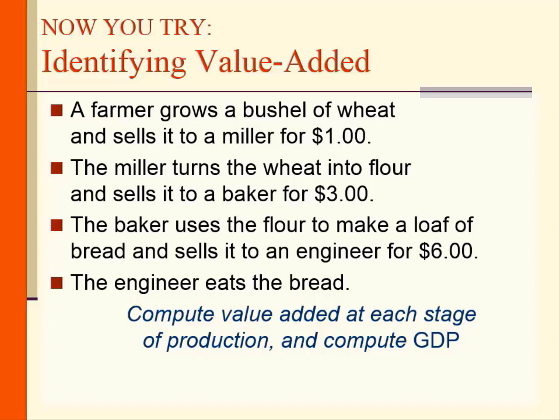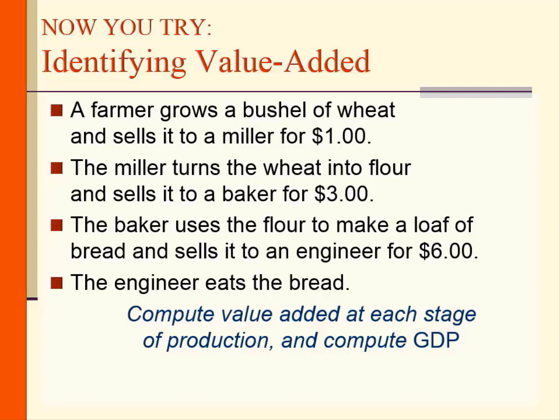And at the third stage, the baker uses the flour to make a loaf of bread and sells it to an engineer for $6. So in this case, the value of output for the baker is a loaf of bread, which is equal to $6, minus the value of the intermediate good, in this case the flour, which is $3. Therefore, the value added for the baker is $6 minus $3 equals $3. And finally, at the last stage, the engineer eats the bread.